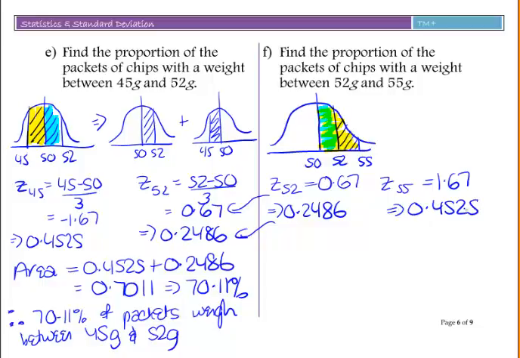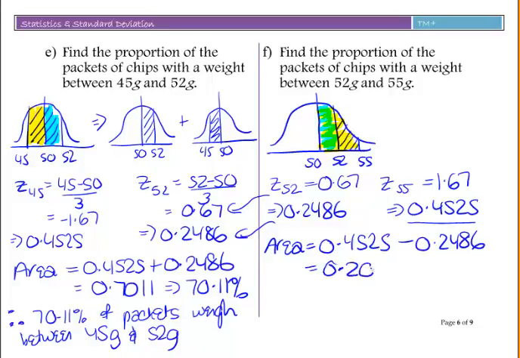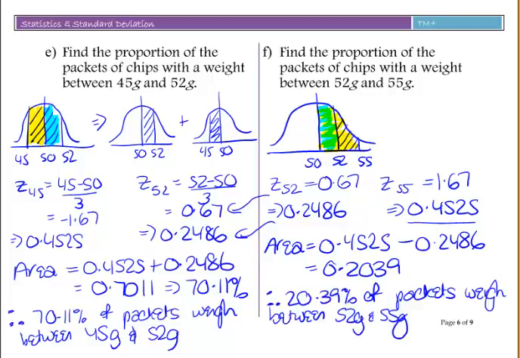Okay, so to work out our area, we need all of this yellow, 0.4525, minus the bit that now looks green, 0.2486, and we get 0.2039. Finish with a therefore statement. So you have therefore 20.39% of packets weigh between 52 and 55 grams.